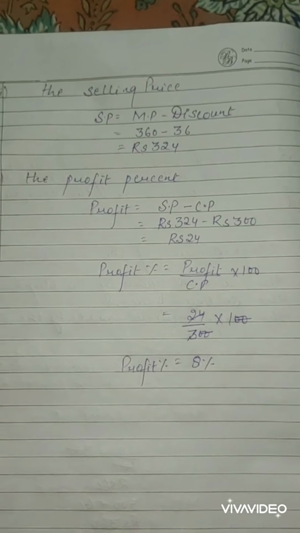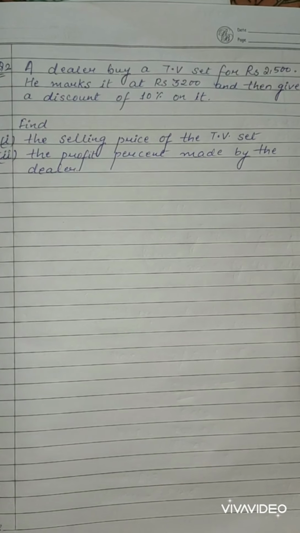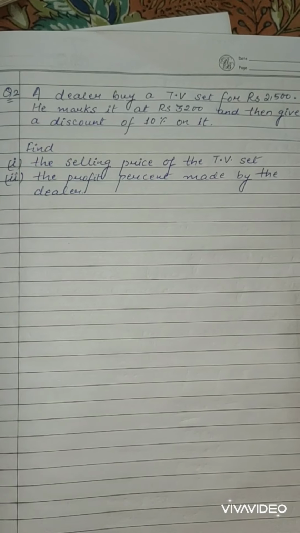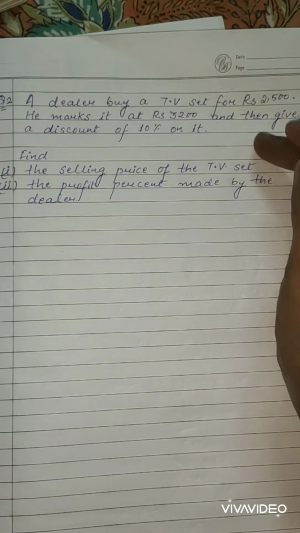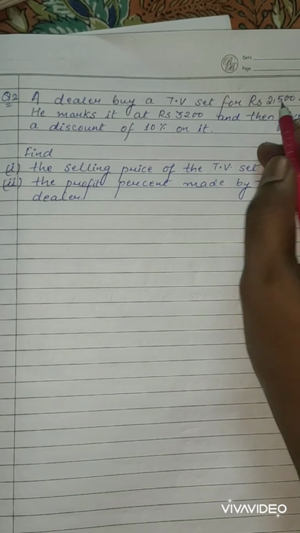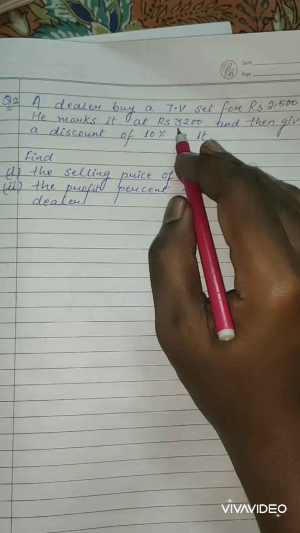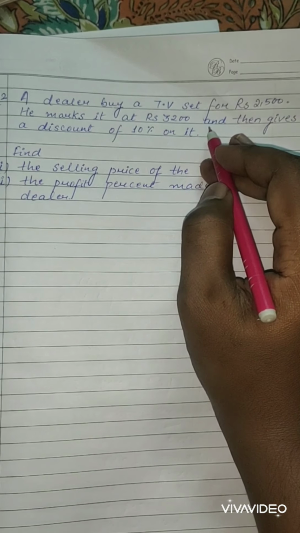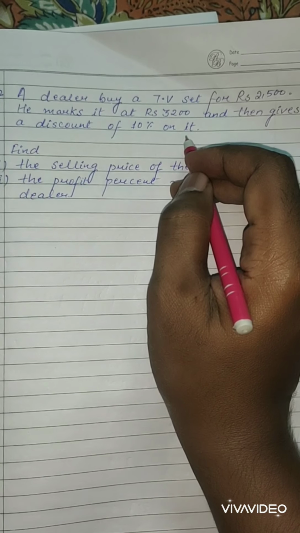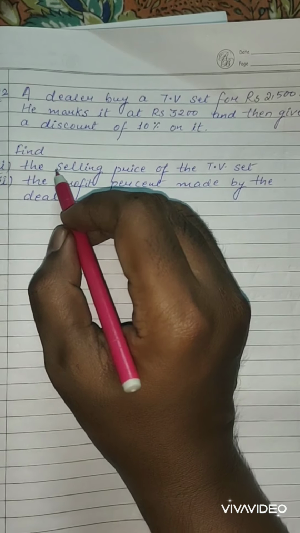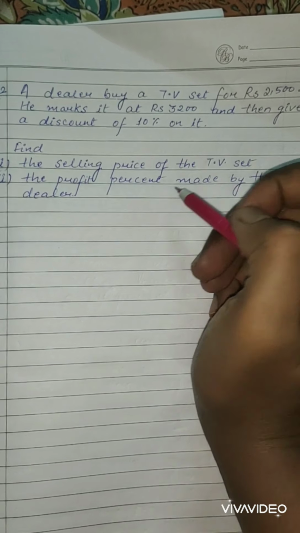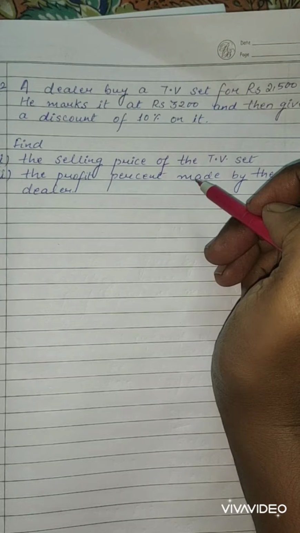Now let's see the next question. Now let's see what the second question is asking. A dealer buys a TV set for rupees 2500. He marks it at rupees 3200 and then gives a discount of 10% on it. So the first part is to find the selling price of the TV set and then the profit percent.